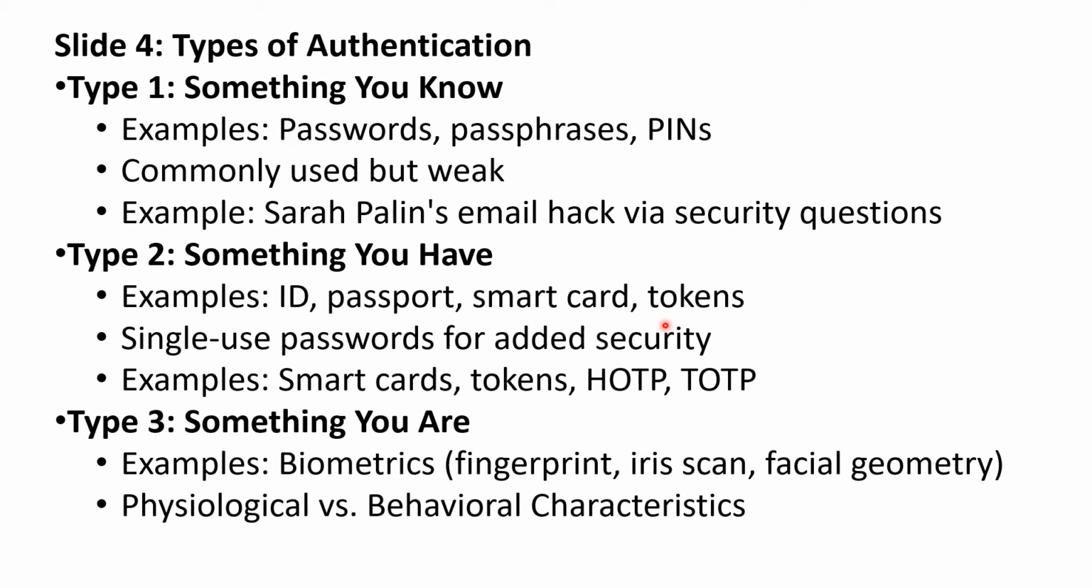Something you are. Examples: biometrics, fingerprint, iris scan, facial geometry. Physiological versus behavioral characteristics. Something you are represents the physical features which people can give, for example the iris scanner and the fingerprint sensor of a mobile. This type of authentication looks to be much more secure than the previous types.